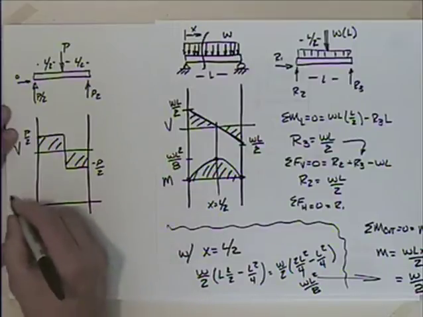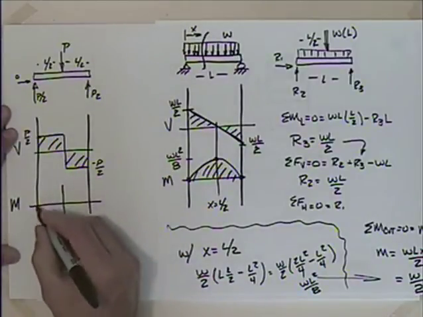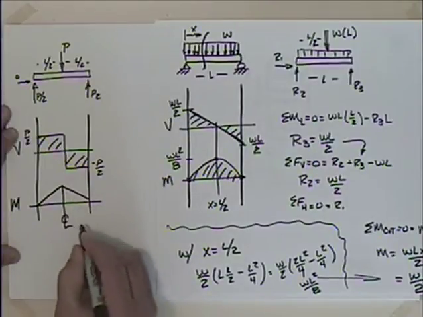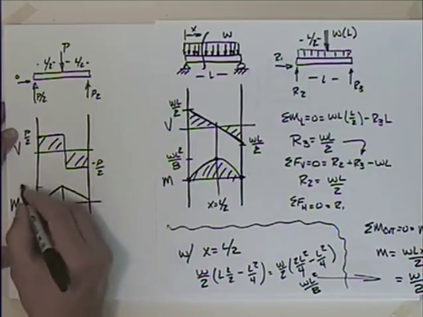And then the moment did what? At the middle, moment went up like that, that being the center line. Went up to what? PL over 4?